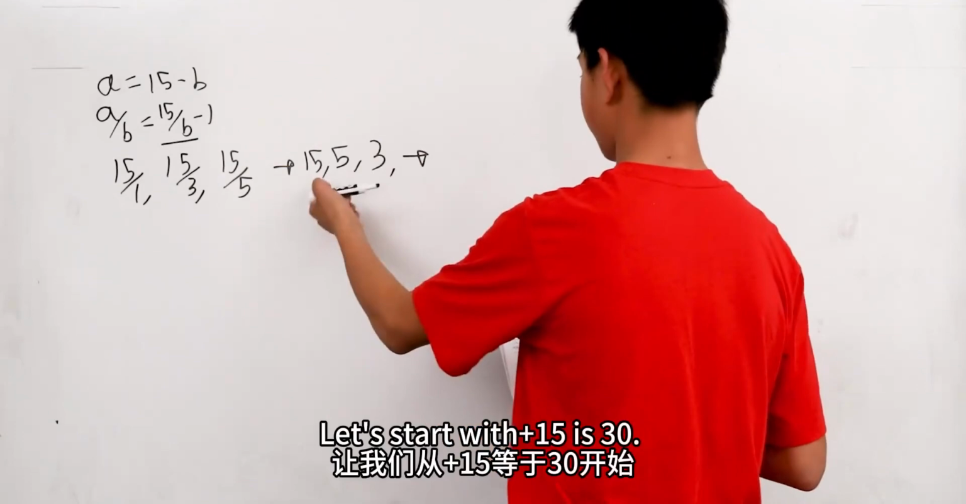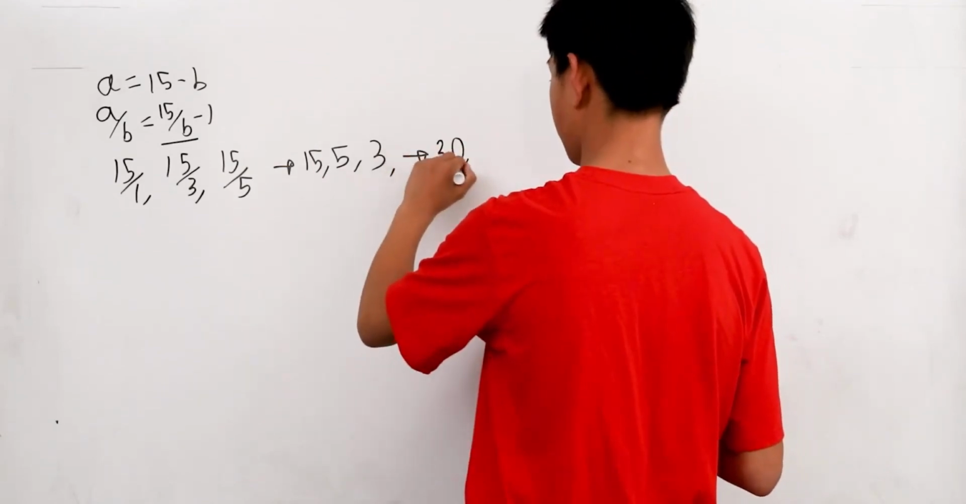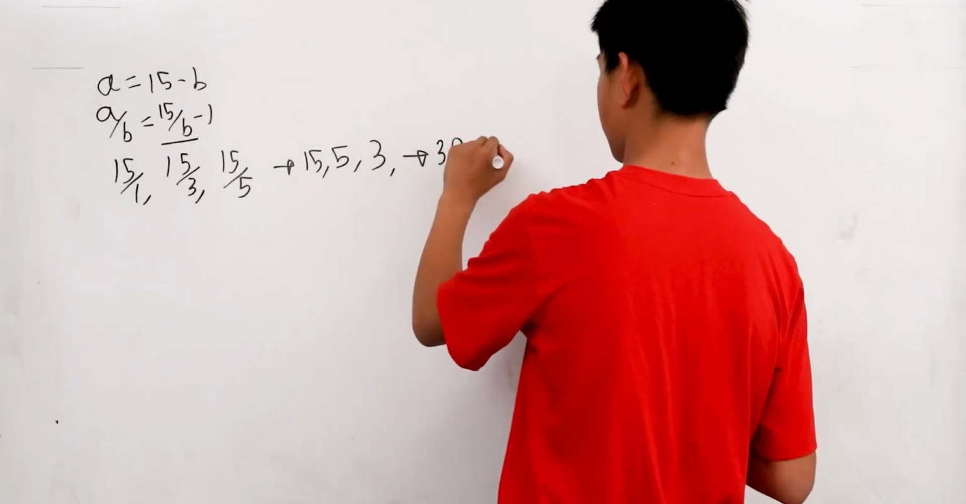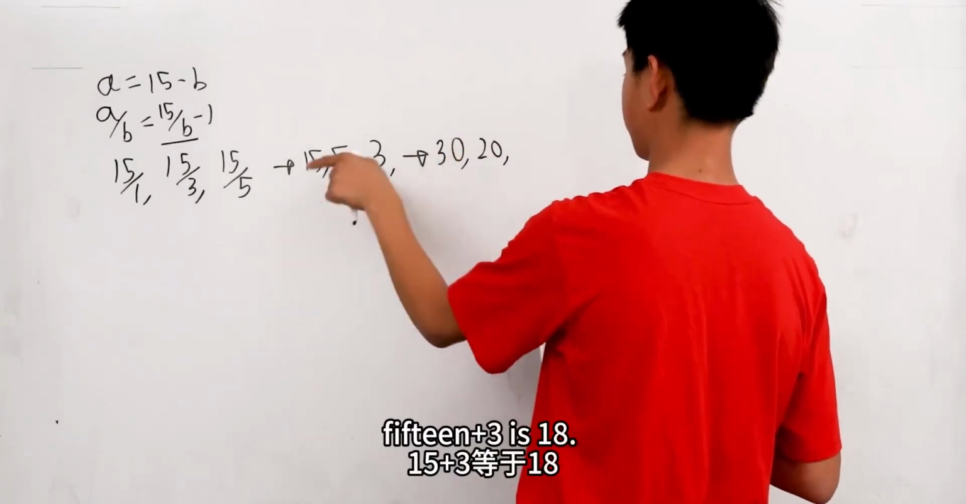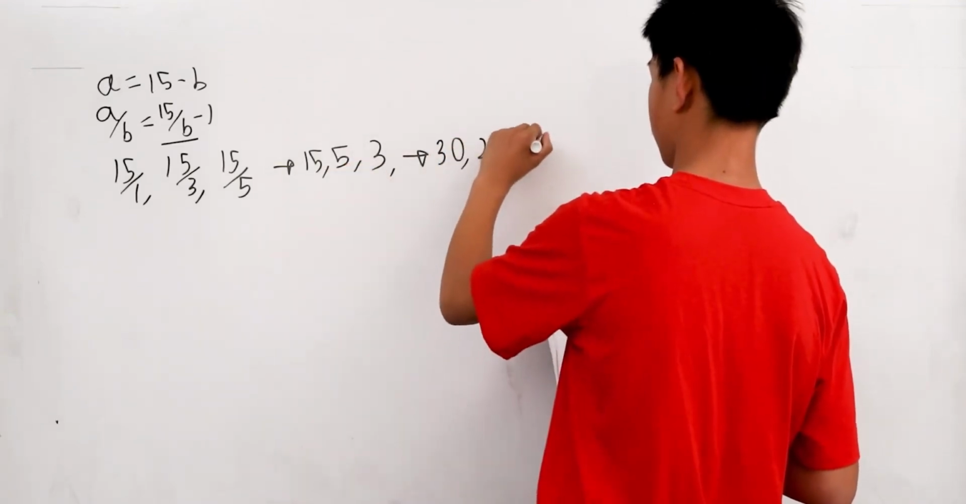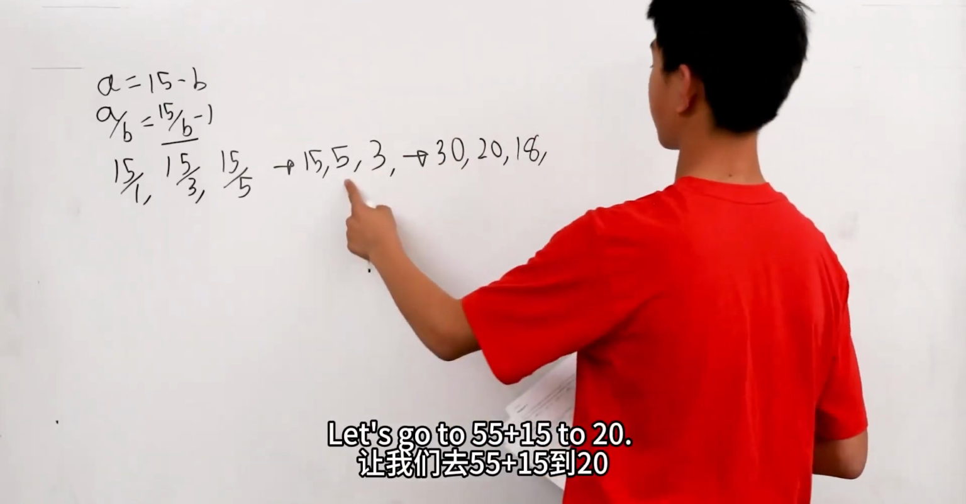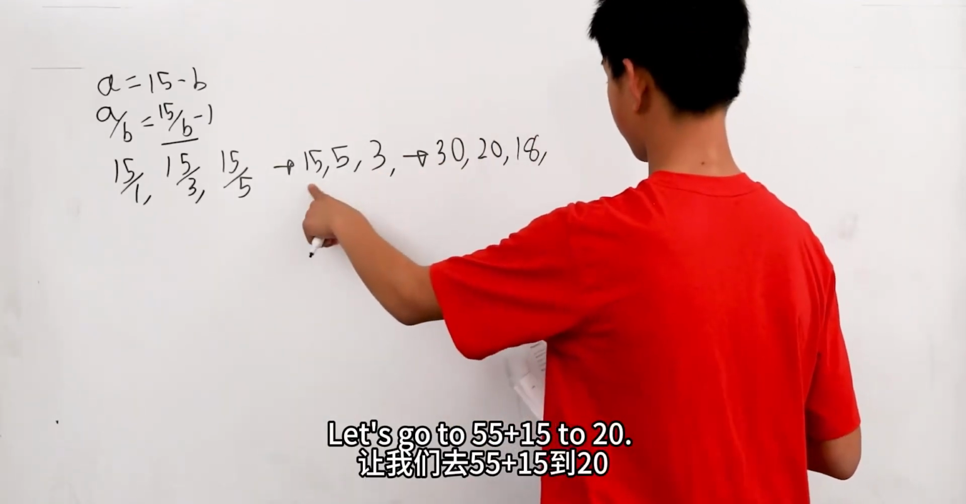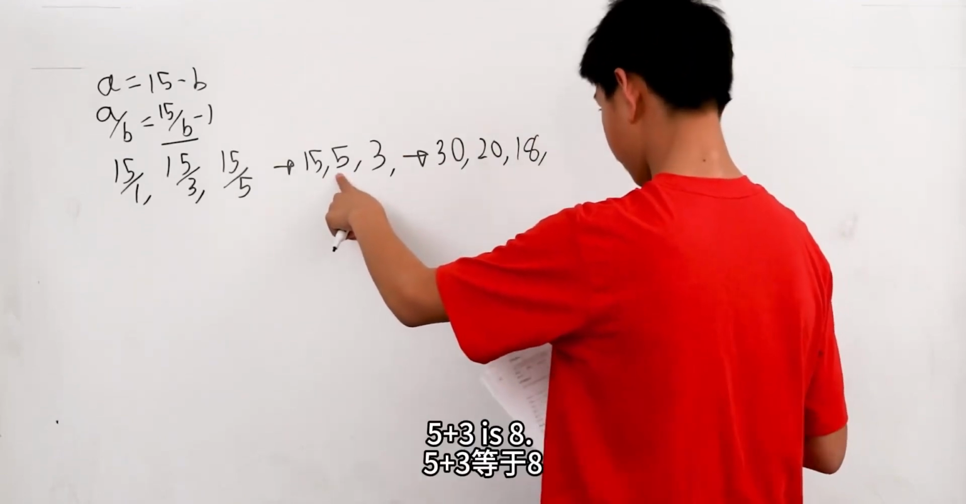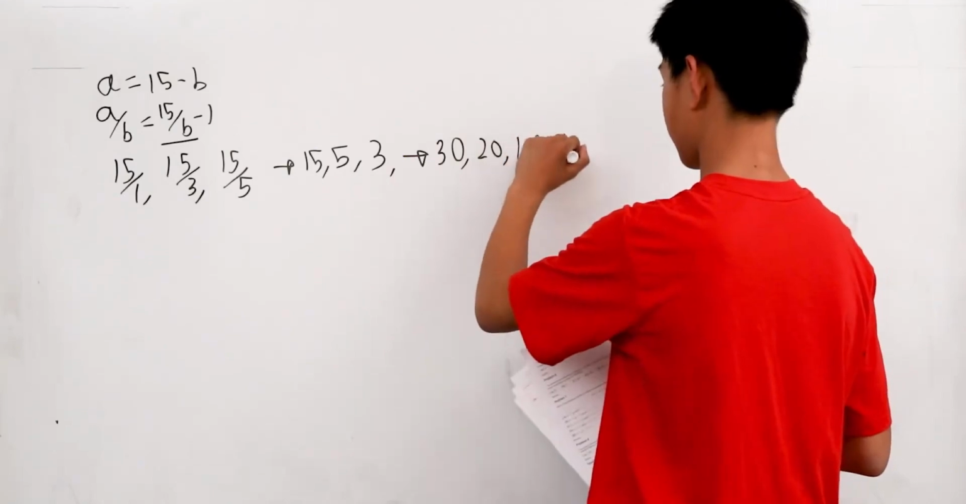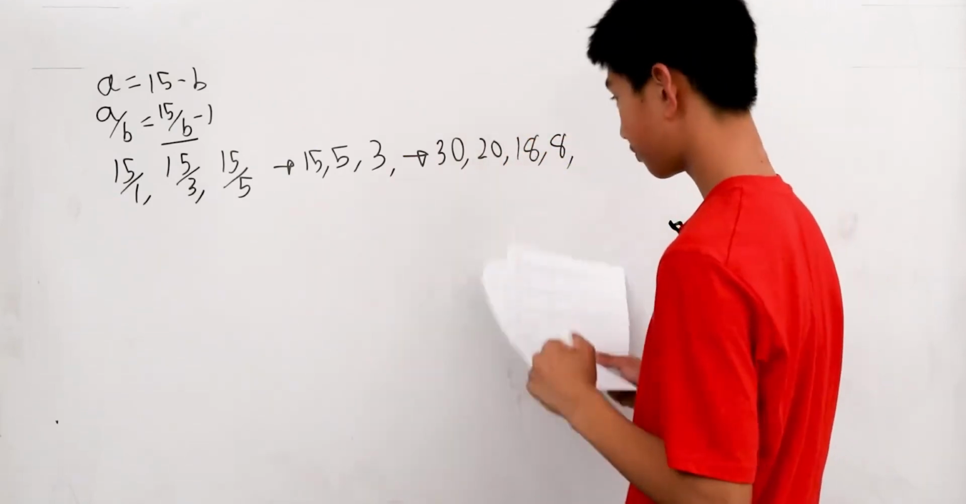Let's start with 15. 15 plus 15 is 30. 15 plus 5 is 20. 15 plus 3 is 18. And now we've exhausted all the 15s. Let's go to 5. 5 plus 15 is 20. We already said that. 5 plus 3 is 8. And that's the only possible.